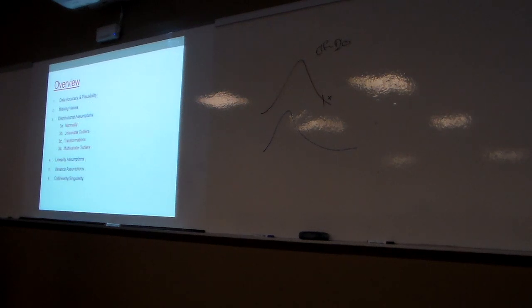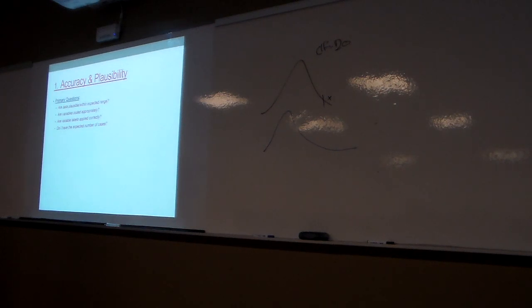So we're going to go through, this is all going to look super familiar. Plausibility, missing values, distributional assumptions. Linearity assumptions are kind of new. We'll get into some of that, and some of the variance assumptions are a little bit different with the multivariate screening. And then collinearities, singularities, stuff that we'll cover with this. But a lot of this is going to be repeat because we've talked about it before, last semester.